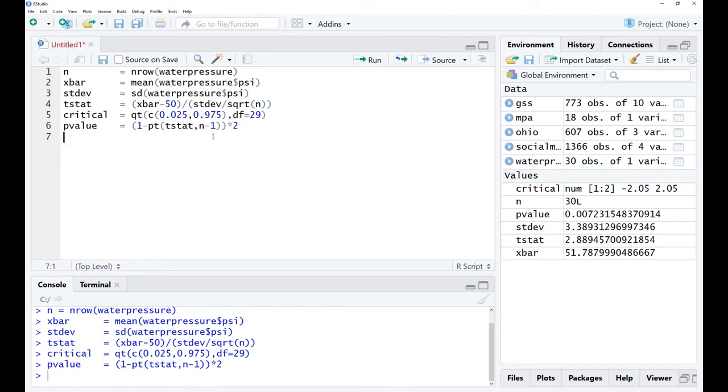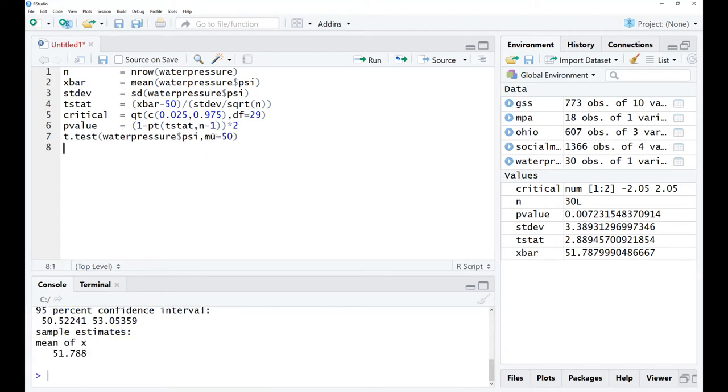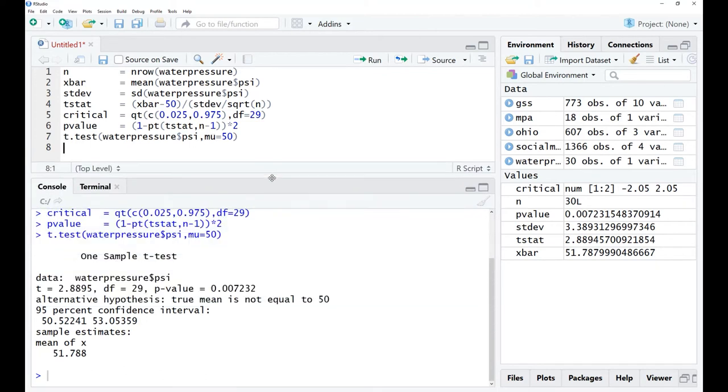Now, of course, this is a very long procedure, but fortunately, you can use the command t-test in R, and all you have to do is type in t-test, parentheses open, water pressure, psi, comma, and then you have to insert the hypothesized mean, which is mu equals 50. Then if you run this, you get the following output.